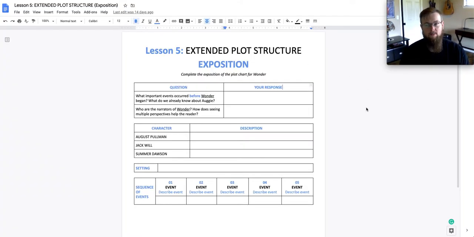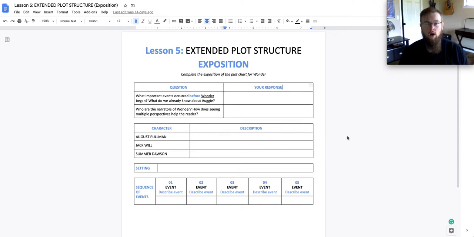The first question that this assignment asks is, what important events occurred before Wonder began? What do we already know about Augie? This is asking for information that we learned in order to have a better understanding of what's going on currently. If we walk into the book Wonder, we don't know what's going on with Augie. We know there's something odd about him, but we don't know why or how he got that way. How did that happen? That is what this question is asking. What do we already know about Augie, and what happened before Wonder officially started? Before the timeline of the book, what happened? The book elaborates on that and gives you some of the backstory.